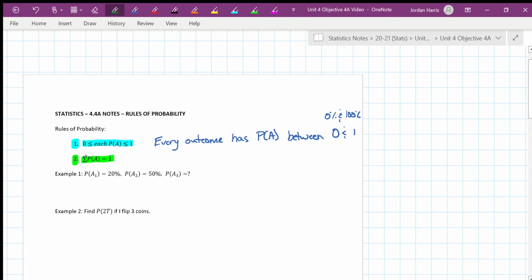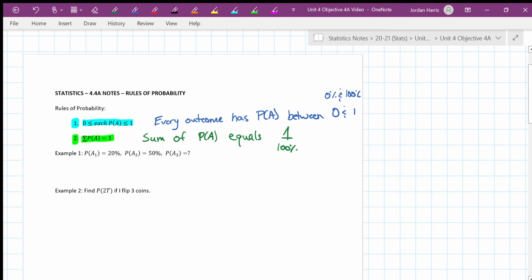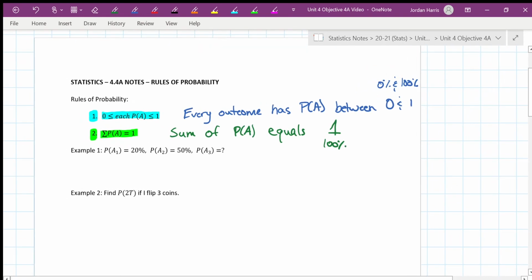And then the second one is the sum. Remember, the capital sigma means sum. The sum of the probabilities always equals 1. I'll write the number, which remember is decimal, so this is 100%. If you add up all the percentages, they have to equal 100%. So the sum of the probabilities of every single outcome, if you find every outcome and add them up, has to be 100%.